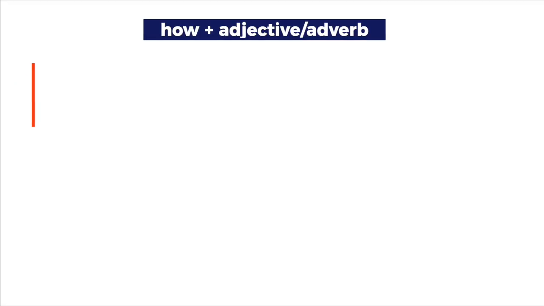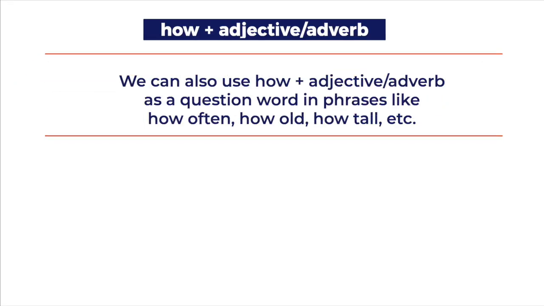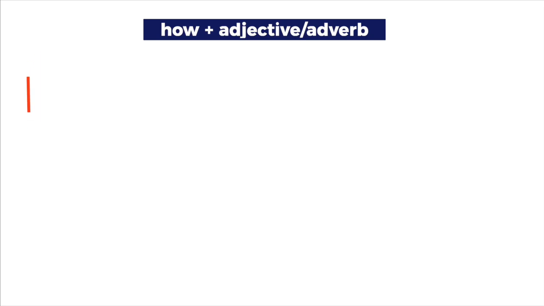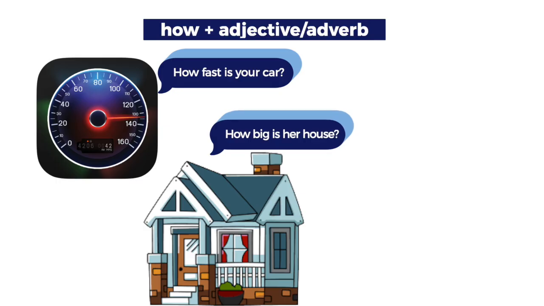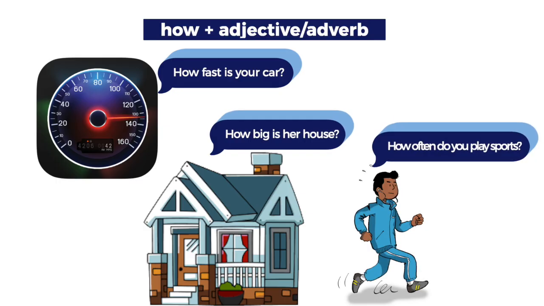How plus adjective or adverb. We can also use how plus adjective or adverb as a question word in phrases like how often, how old, how tall, etc. How fast is your car? How big is her house? How often do you play sports?